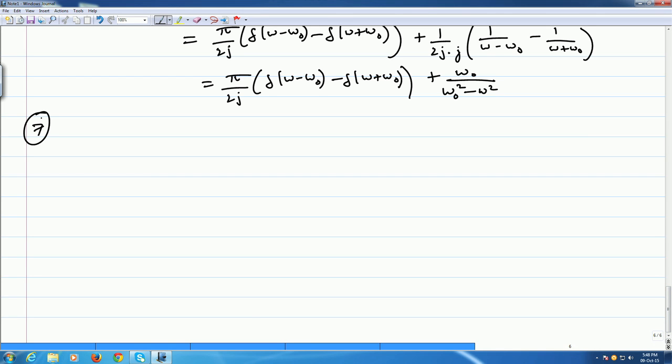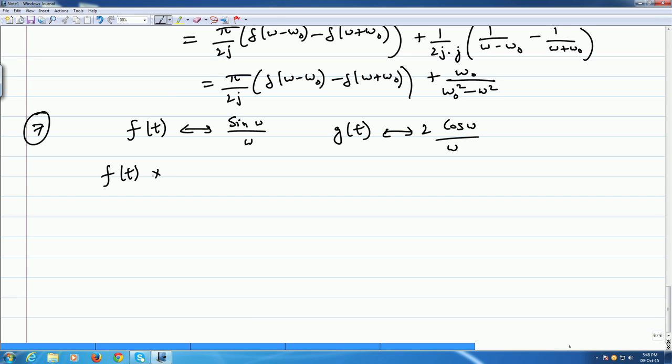It is considerably simpler. Here you have two signals f of t which has a Fourier transform sin omega by omega. Another signal g of t which has the Fourier transform 2 times cosine omega by omega. And now you are asked to find the Fourier transform of f of t convolved with g of t. This is very easy. If you convolve in the time domain, you have to multiply in the frequency domain. So you have to take the Fourier transform of f of t and the Fourier transform of g of t and multiply it together.